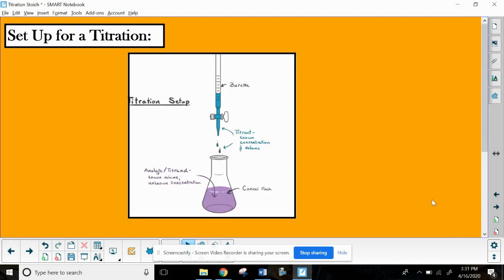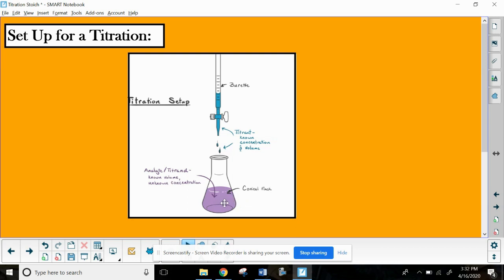Before we show what that calculation will look like, I'm going to show you what the setup for a titration would be if we were in the lab. This is a burette. A burette will add very small amounts of titrant to the analyte at a time, so you can get a very precise reading of how much titrant you need to add to the analyte. This is called the stopcock right here. This specifically controls the flow of titrant into this flask.